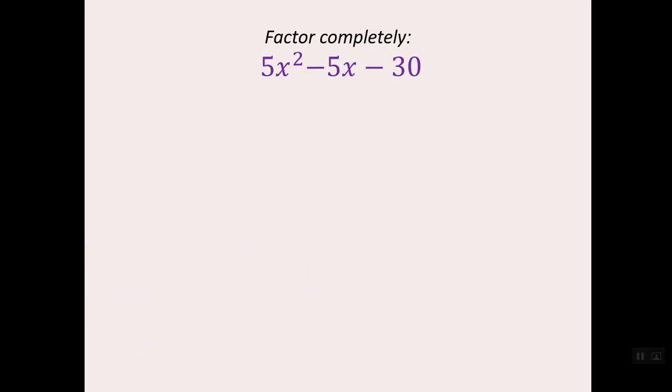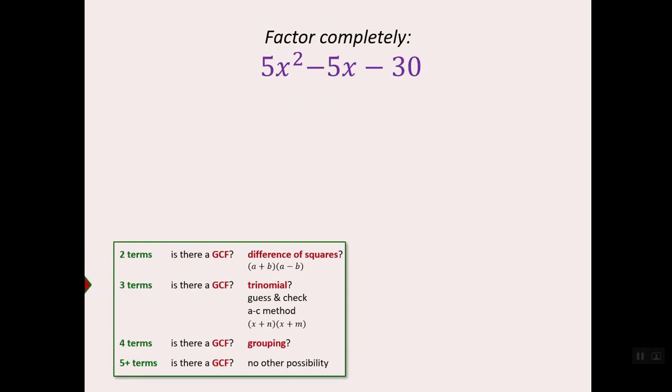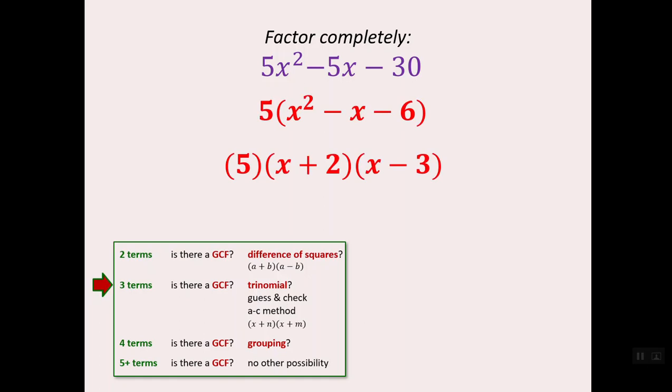All right, next one. What do we have here? Three terms. So I say, is there a GCF? There is. 5 is common to each one, so I'm going to factor out the 5. Then I look at my remaining factors and say, hey, any of those factorable? I see the factor x squared minus x minus 6. That also has three terms. So I think, is that a trinomial? It is a trinomial in that format that we want, x squared, x, constant. So I'm going to factor that into x plus 2, x minus 3.